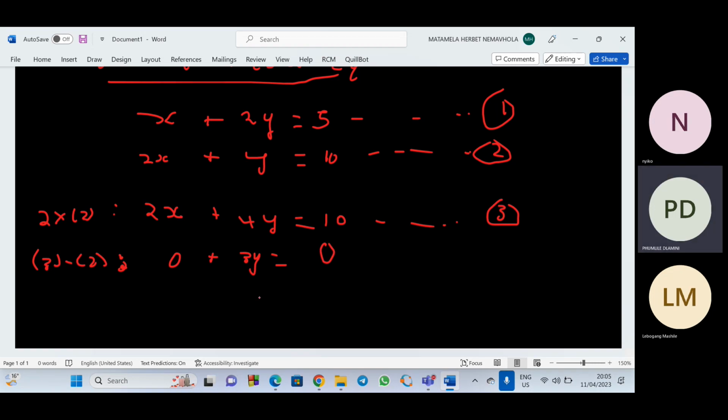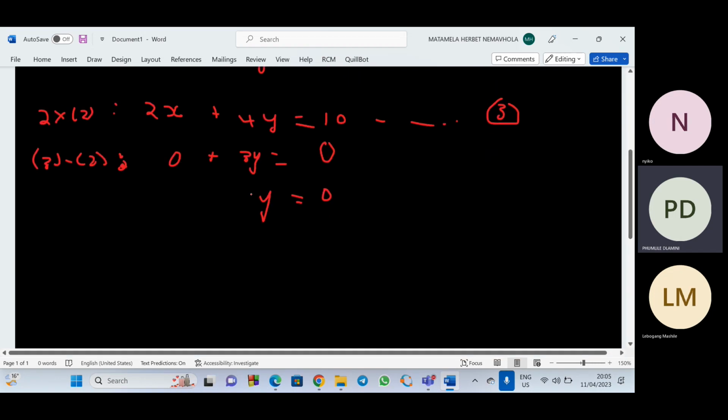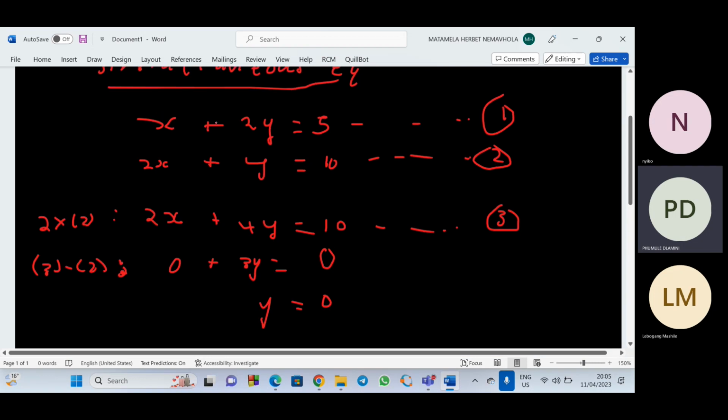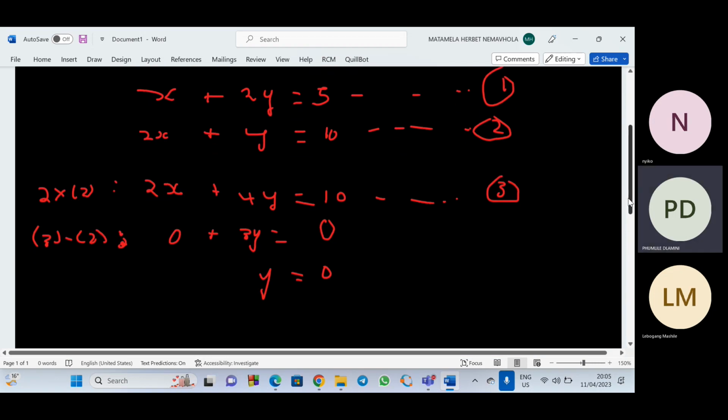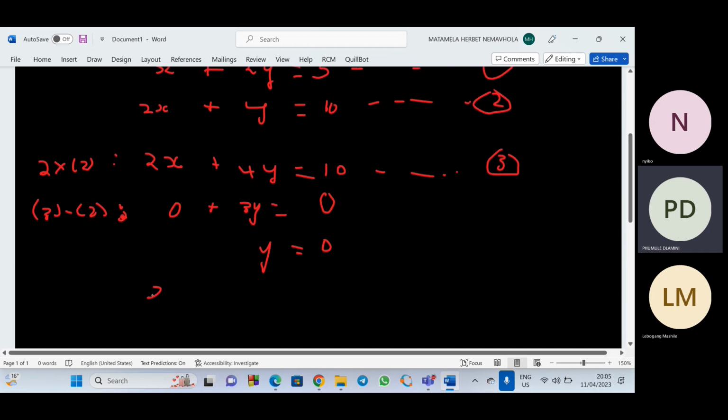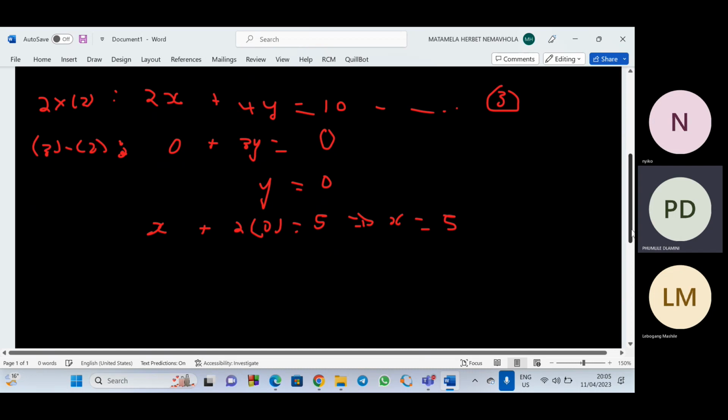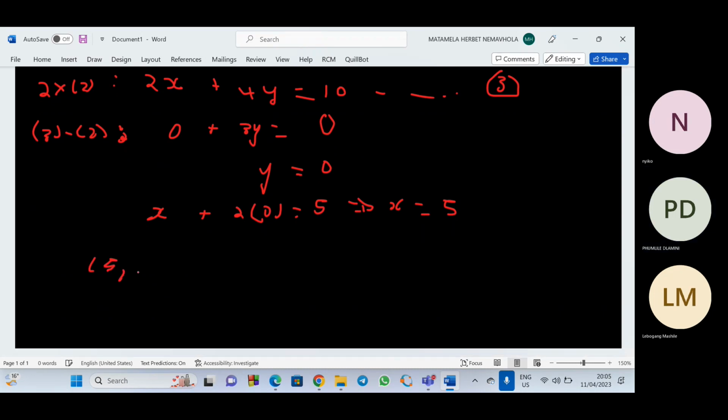And when you get 0, it implies that your y is going to be 0. Then you substitute into one of the equations. You can choose equation 1 or equation 2, and substitute the value of y. If we use equation 1, then you have x plus 2 times 0 equals 5. This implies that x equals 5. So the point, or the values that you have, is (5, 0). This is your point.